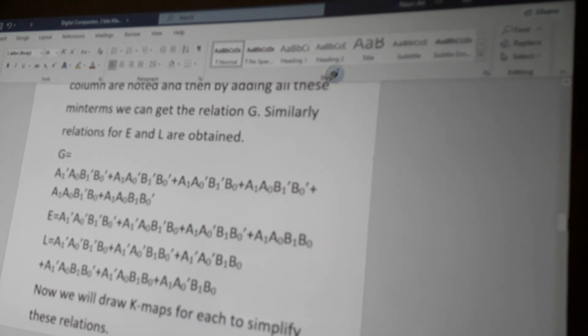Now we can draw K-maps to simplify these relations. Clearly we have 4 input variables, and therefore the number of squares of the K-map will be 2 raised to power 4, which is equal to 16. So we will draw K-maps of 16 squares for each relation.